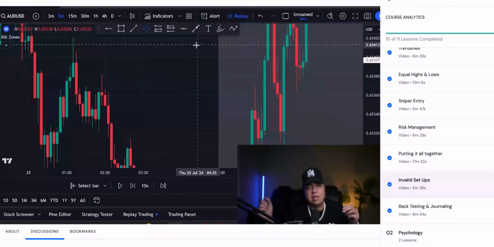So those are all the things that could invalidate a trade. Make sure you write these things down and look out for them while you're trading. Let's get into the next section.